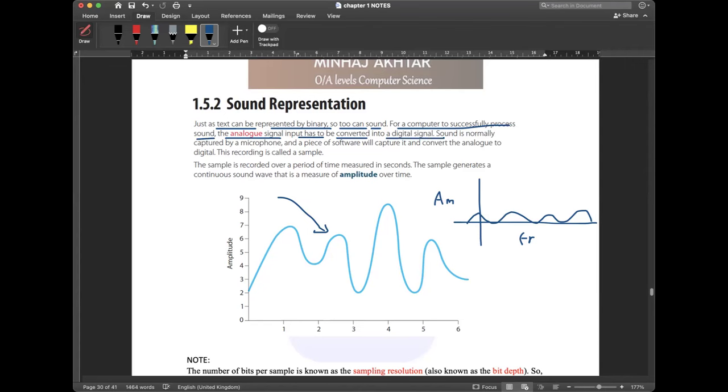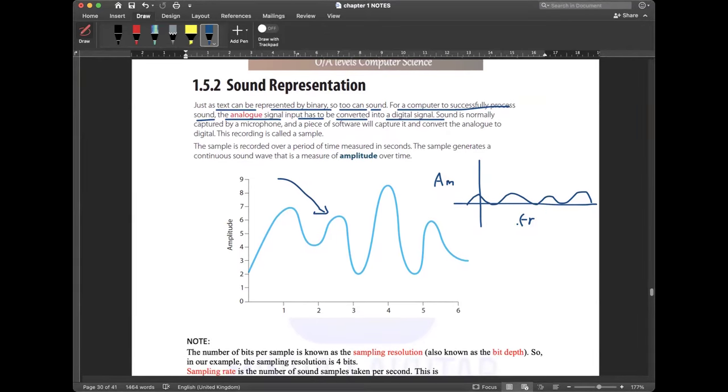Like I'm talking in a mic and my voice is going to be input into the mic. The mic receives my voice in an analog form. But our computer is not able to understand analog data. So what happens in the mic? This analog data is going to be converted into digital data. But how? The question is how.